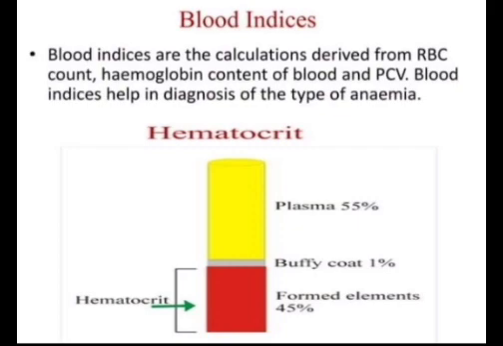Red blood cell indices, blood indices, can be derived from calculations that involve red blood cell counts, hemoglobin content of the blood, and packed cell volume of the blood, also known as Hematocrit. Alright? Hematocrit is another word for PCV. That is packed cell volume.